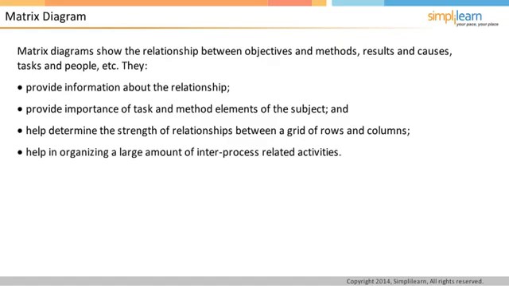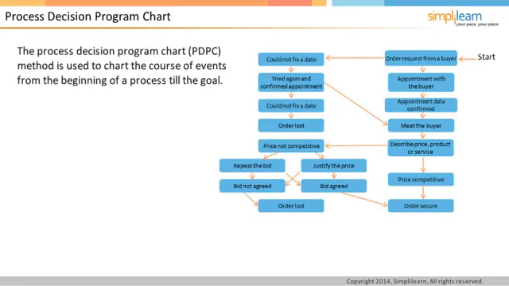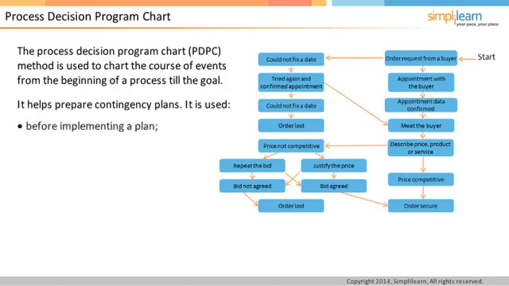Let us learn about a process decision program chart in this screen. Process decision program chart, or the PDPC method, is used to chart the course of events from the beginning of a process till the goal. While emphasizing the ability to identify the failure of important issues on activity plans, the PDPC helps create appropriate contingency plans to limit the number of risks involved. The PDPC is used before implementing a plan, especially when the plan is large and complex, if the plan must be completed on schedule, or if the price of failure is quite high.